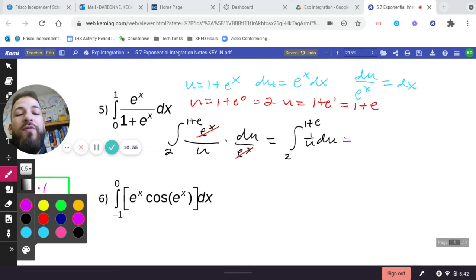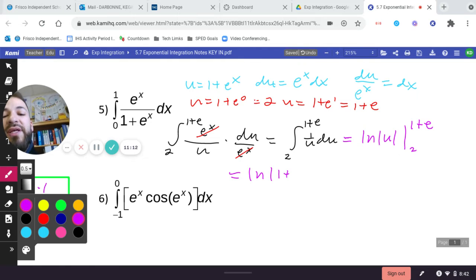So the integral of 1 over u is the natural log of the absolute value of u. And I'm evaluating it from 2 to 1 plus e. Okay, so from here, I can go ahead and plug in. So this becomes the natural log of the absolute value of 1 plus e minus the natural log of the absolute value of 2.